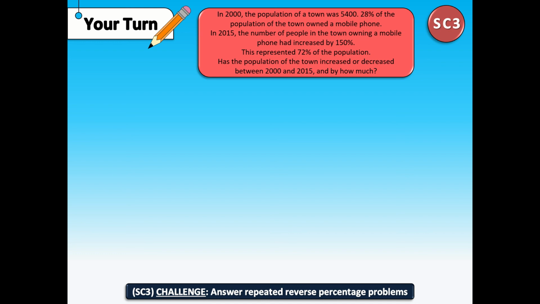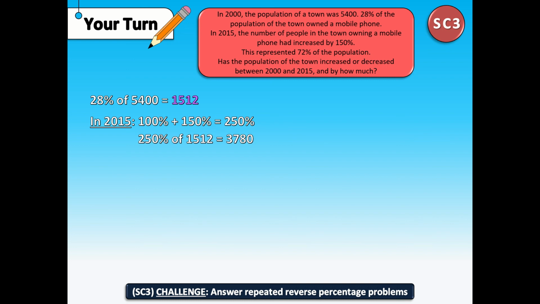So we break the question down into bite-sized chunks. So first of all, we need to work out 28% of the population of the town in the year 2000. So the 1,512 people who owned a mobile phone in the year 2000. In 2015, this had increased by 150%. So we need to work out 250% of 1,512, which is 3,780.